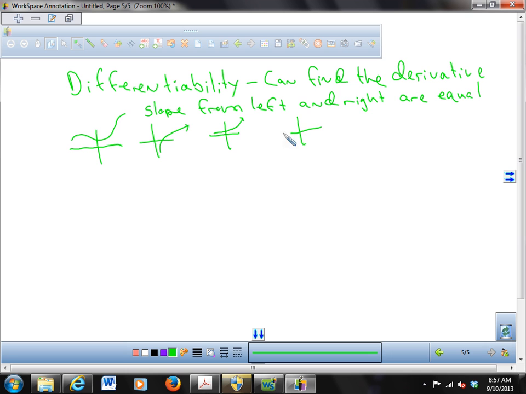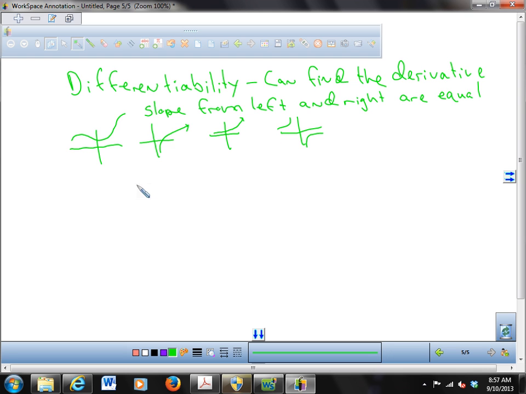Rational functions are differentiable, but a lot of times they'll have asymptotes, so they won't be differentiable at certain points in the function. But here you can find a derivative, and here you can find a derivative. So just at certain points.